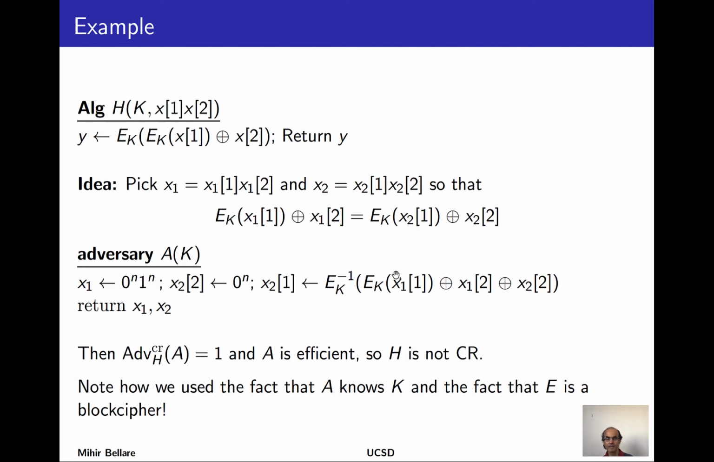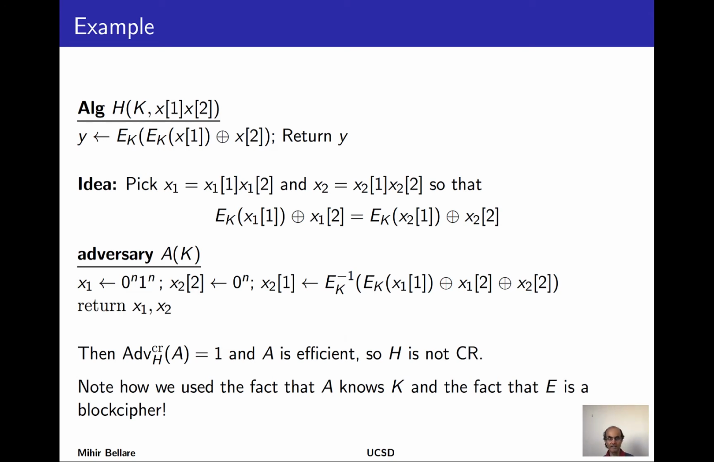Why is that? Because E sub k is a block cipher. It can compute all of this plus this and just run E_k inverse on that. And that will give you something satisfying the equation. So when you return x1 and x2, you will have an advantage of 1. And here note that we used the fact that the adversary knows the key because it had to compute E_k inverse here, and it had to compute E_k here. And we also use the fact that E is a block cipher because we invoked this inverse over here.